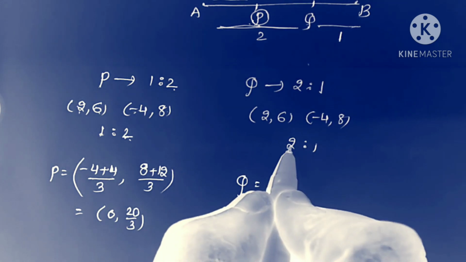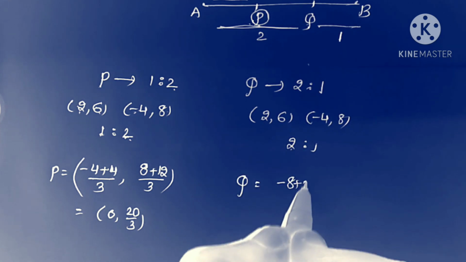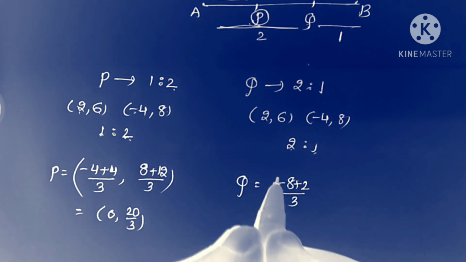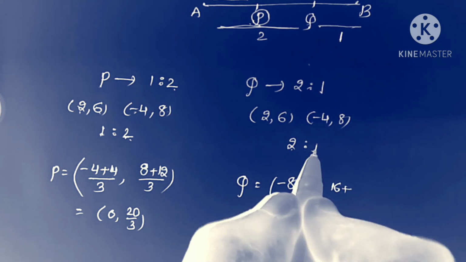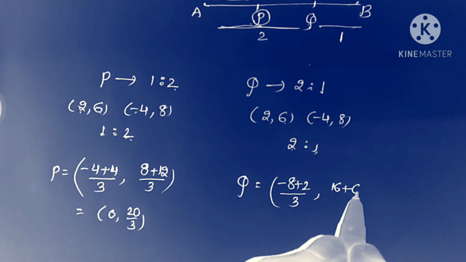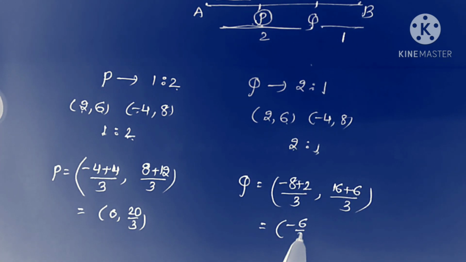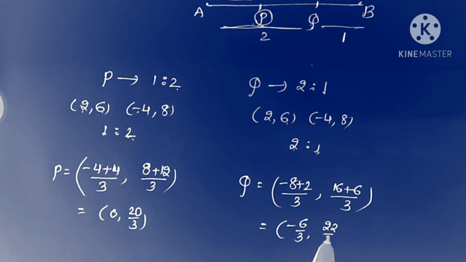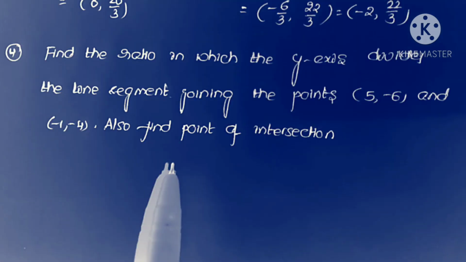And Q is equal to m x2, minus 8, plus n x1, 2, by m plus n, 3. m y2, 2 into 8, 16, plus n y1, 1 into 6, by m plus n, 3. That is minus 6 by 3 and 22 by 3, equal to (minus 2, 22 by 3). That's all. These are the trisecting points.